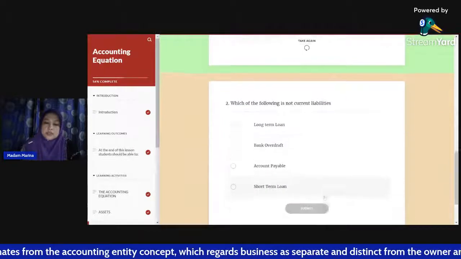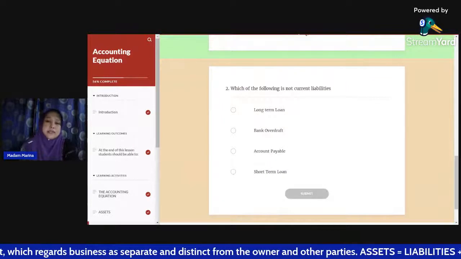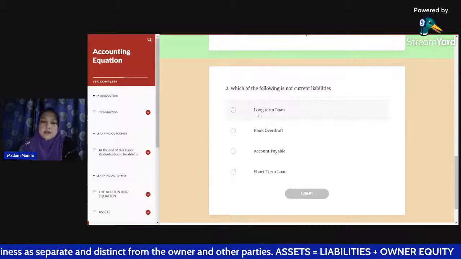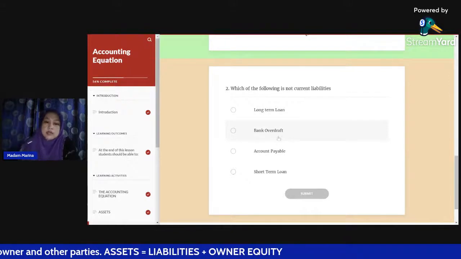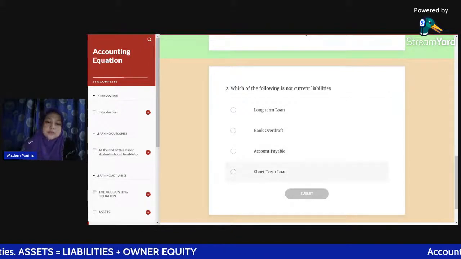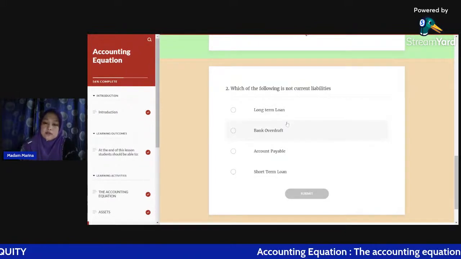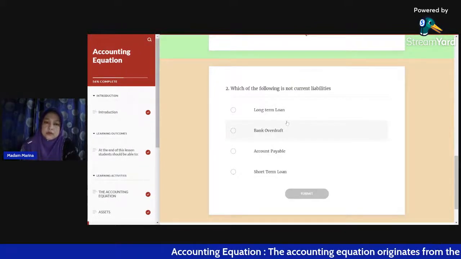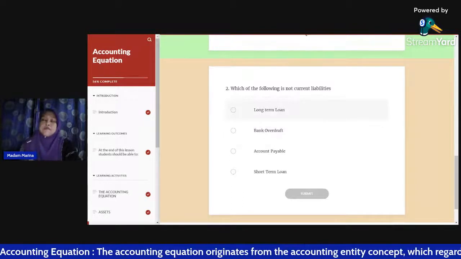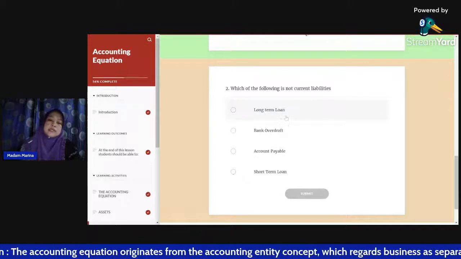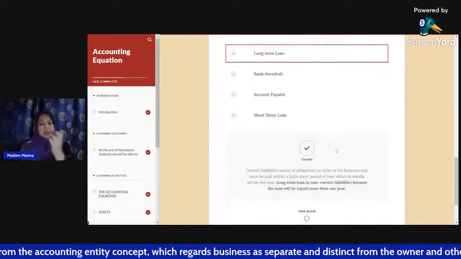Next, which of the following is not a current liability? That means non-current liabilities. Long-term loan? Bank overdraft? How about accounts payable? Short-term loan? So non-current liability is for a relatively long accounting period. We have to pay it back after more than one accounting year. So long-term loan. Okay, good.